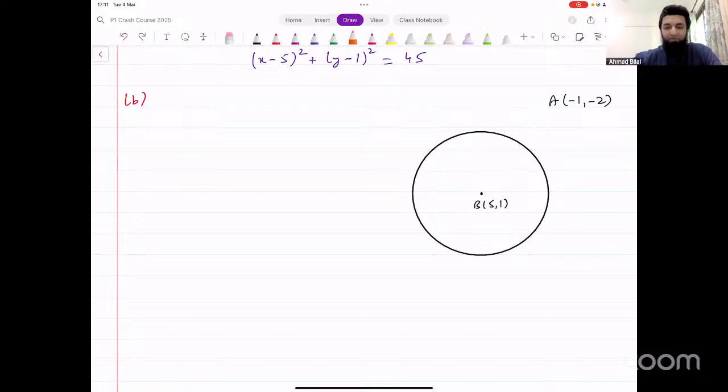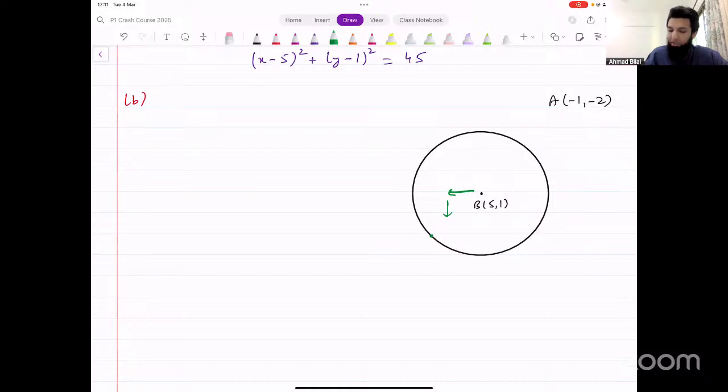Bottom left, right? How do we know that? The X coordinate is 5 for the center. For A, it's minus 1. So the X coordinate of A is smaller. That means it should be to the left. The Y coordinate is also smaller than the Y coordinate of the center. It should be below. So we can mark the point A somewhere on this side.